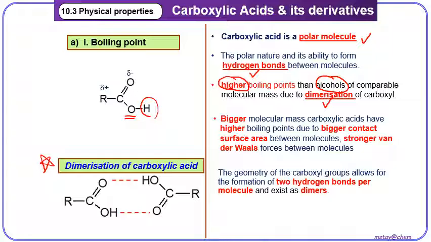So with this, we know that the carboxylic acid basically exists as a dimer. If they are all carboxylic acids, how are we going to know which one has the higher boiling point? Basically we look at the molecular size, because when the molecular size is bigger, the contact surface area also becomes larger and the van der Waals force becomes stronger and makes the boiling point higher.